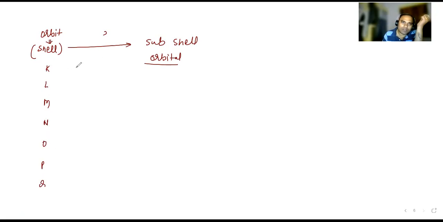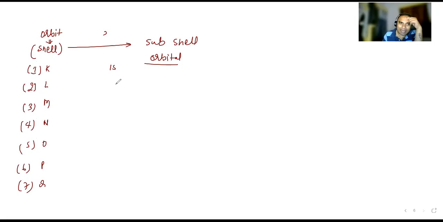Okay. So the first orbit, it is divided into only one type. This is k means 1, l means 2, m means 3, this is 4, that 5, 6, 7. You already know this. K shell means the first orbit, l means second orbit, m means third orbit, o means fourth orbit, p means sixth orbit. This is 7. Is it okay? Yes. So the k orbit is only one type, 1s.